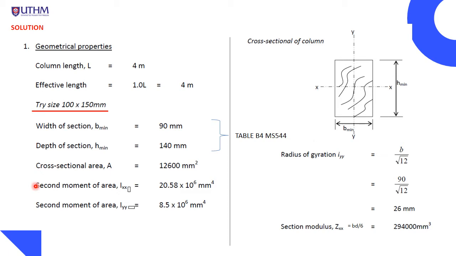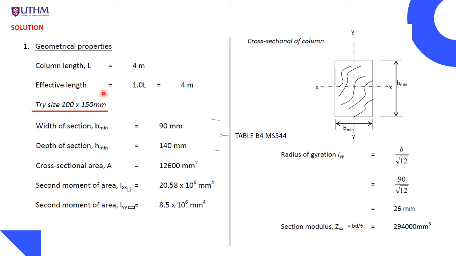Let's check for the solution. The geometrical properties: column length is 4 meters. The column is restrained or pinned at both ends. So according to Table 9 of the Malaysian Standard, the coefficient is 1. Therefore, our effective length is 4 meters.